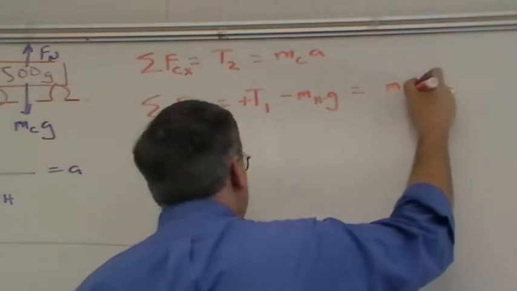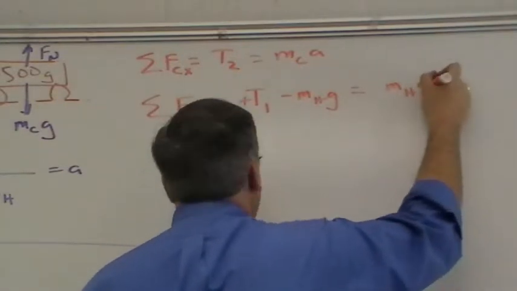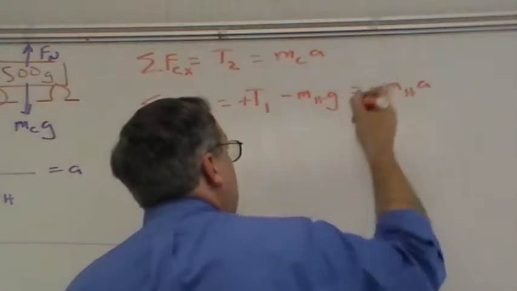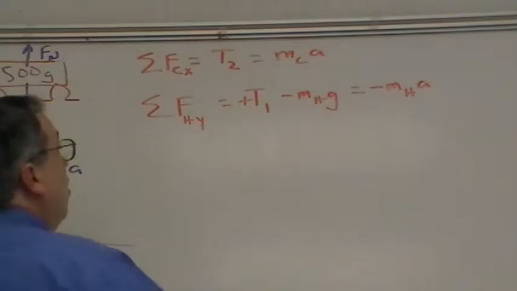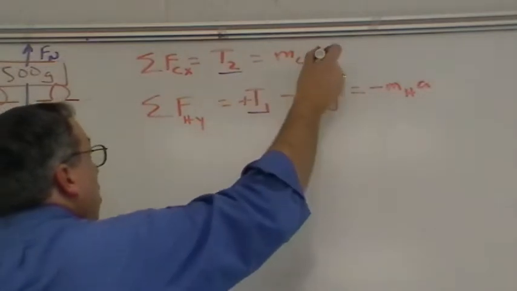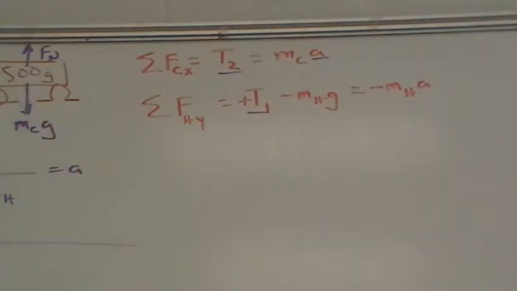Mass of the hanging weight times the acceleration. That's negative because it's going down. Okay? Can you solve this? No. How many unknowns are up on the board right now? 3. You don't know either tension or the acceleration. Okay? You know the masses, you know gravity. 2 equations, 3 unknowns. Okay? Gotta keep going. Is there something else I can look at?